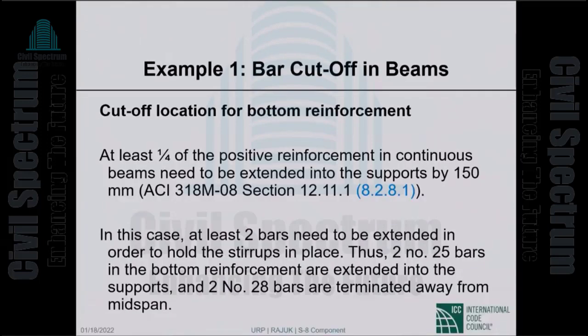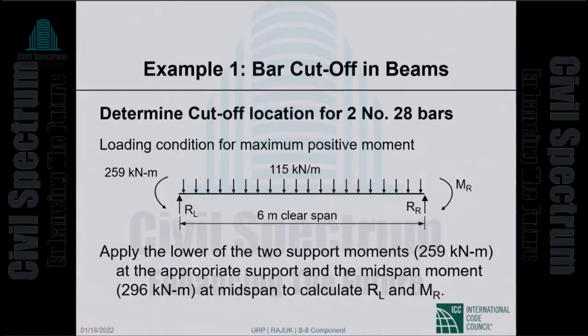So when it comes to cutting off of the positive bars, we consider loading condition for maximum positive moment. Apply the lower of the 2 support moments at the appropriate support. In our case, 259 at the left support, and the midspan moment 296 kilonewton meter at midspan to calculate the left reaction R sub L and the right hand moment M sub R.